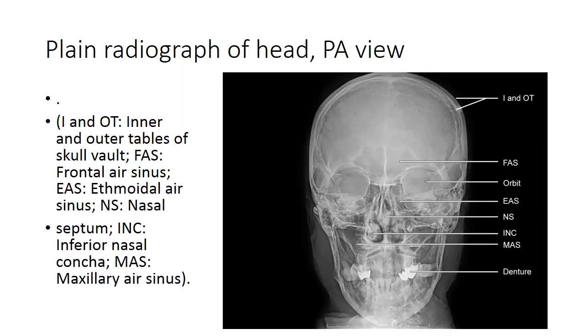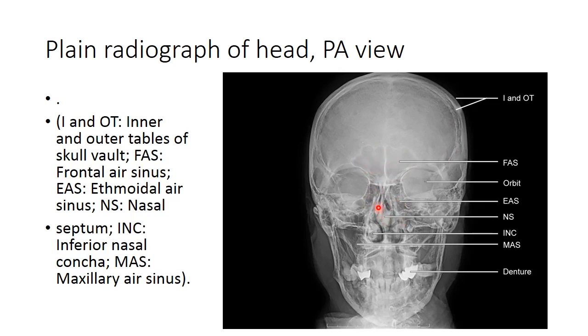So in this we can see the plain radiograph of the AP view. We can see many things in this. We have the shadow of the orbit, which is very commonly seen. Then we have the sinuses.